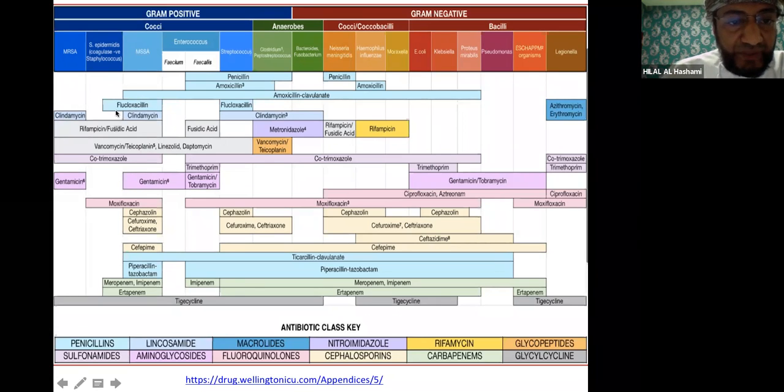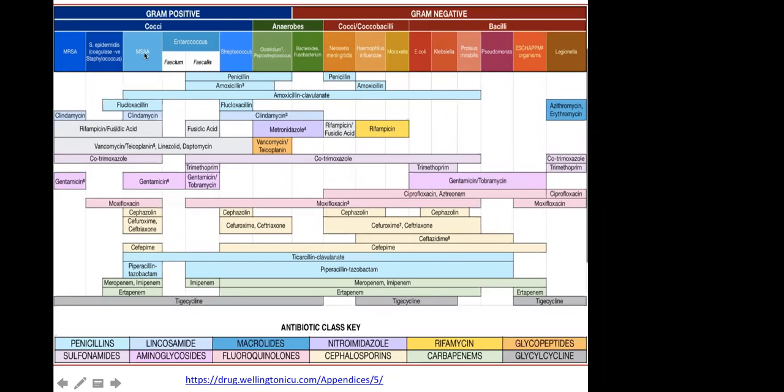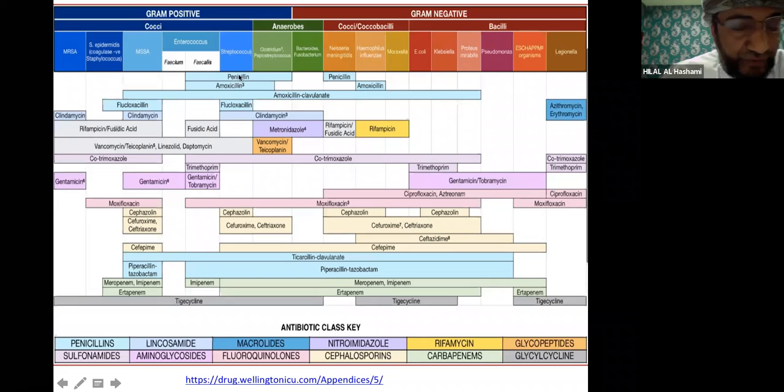For MSSA, you can use flucloxacin. Flucloxacin, which will come later, is one of the penicillinase-resistant penicillins. For MSSA, penicillin is not the drug of choice, nor is amoxicillin. But when these aminopenicillins, like ampicillin, are added to the beta-lactamase inhibitor clavulanate, the clavulanate inhibits the penicillinase in the Staph aureus and renders it susceptible to the augmentin.